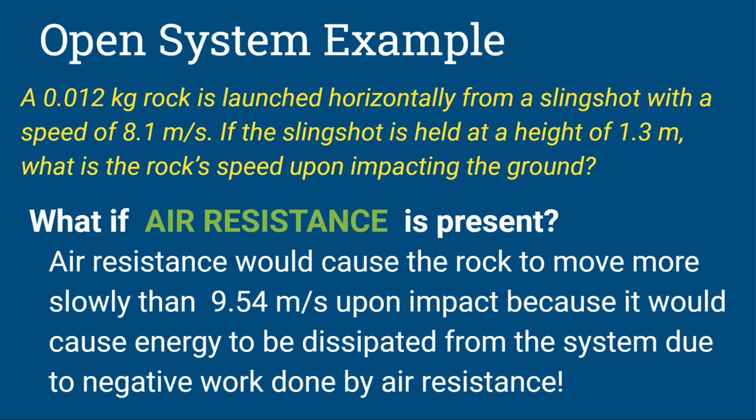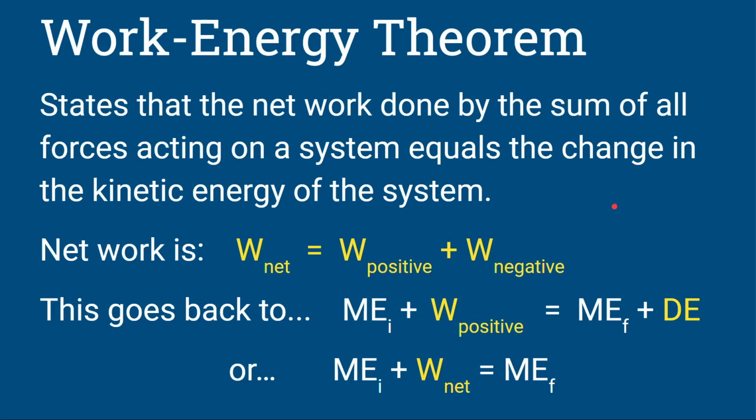Okay, air resistance would cause the rock to move more slowly than 9.54 meters per second upon impact because it would cause energy to be dissipated from the system due to negative work done by air resistance. So I would have less energy at the end because some of it would be lost along the way, lost to collisions with air molecules, basically. We'd create heat with that. Now, would it be measurable? Not really, but you would have some dissipated energy, and we looked at that yesterday as well. Okay, and that brings us back here to the work energy theorem. We have talked about this before.